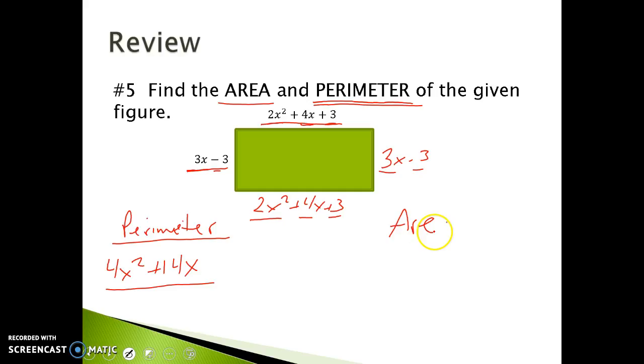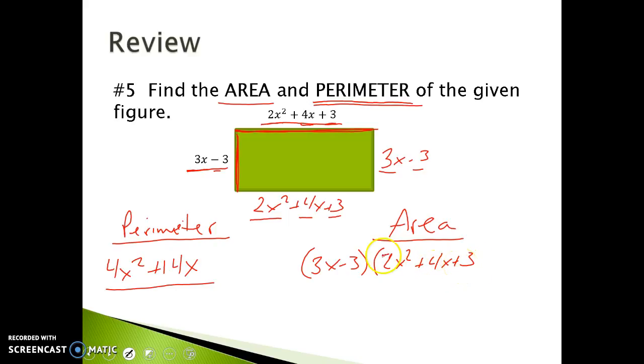Then, to get the area, you can find it by multiplying the length and the width together. So we're going to find the area here by taking this distance, which is 3x minus 3, and multiplying it times this distance, which is 2x squared plus 4x plus 3.